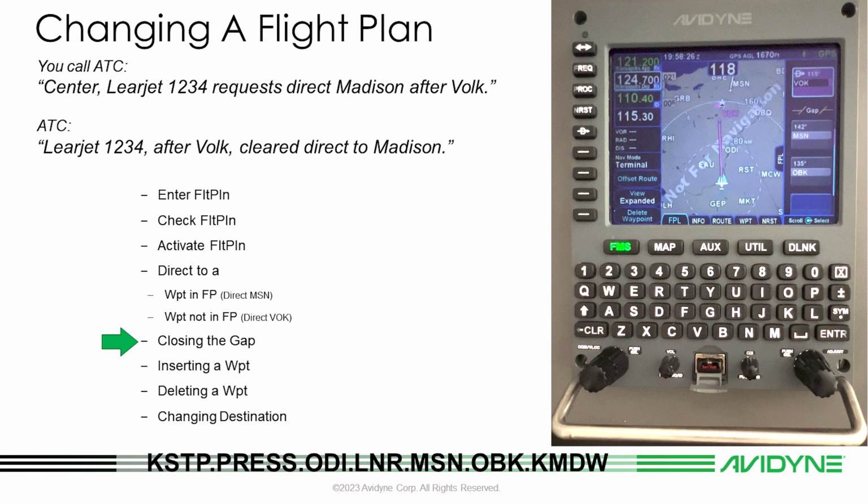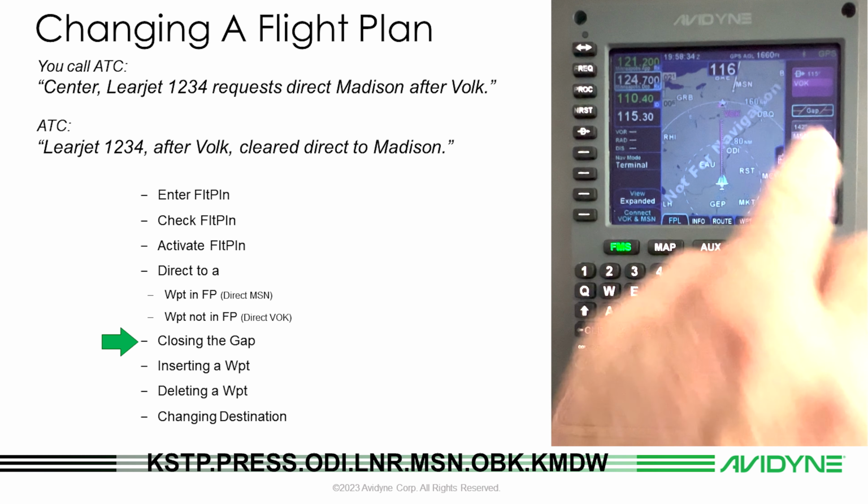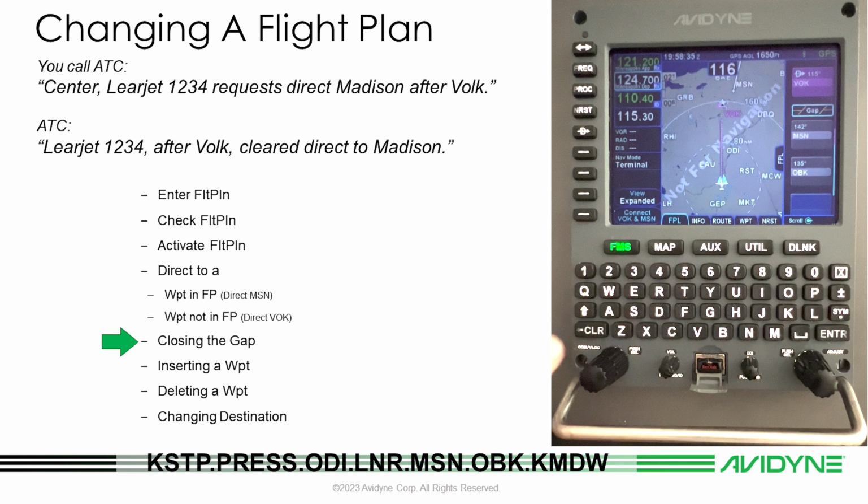Rather than wait around, let's make a request to ATC. Center Learjet 1234 requests direct Madison after Volk. ATC replies, Learjet 1234 after Volk cleared direct to Madison. Now that we are cleared, we can tell the FMS to remove the gap and link Volk with Madison. Simply scroll the cursor over the gap and you will notice that LSK1 says connect Volk and Madison. So you can hit the LSK1 or simply hit clear to remove the gap. Now upon reaching Volk, we will transition to Madison just as it shows on the map.